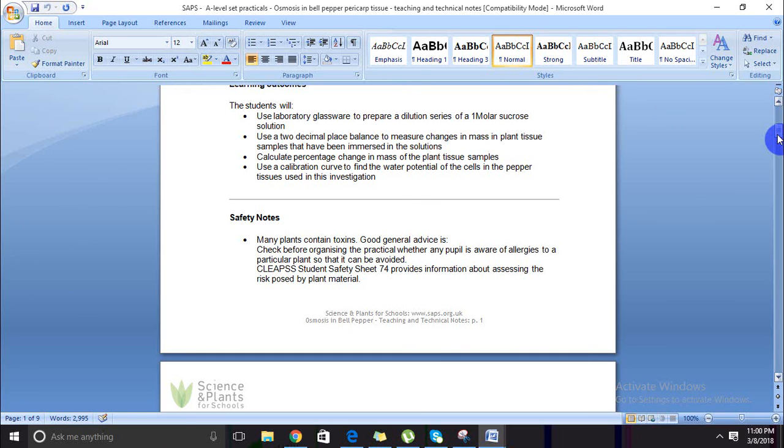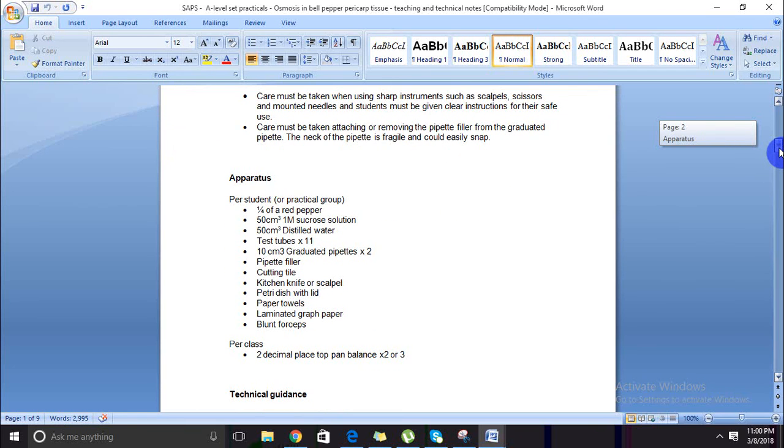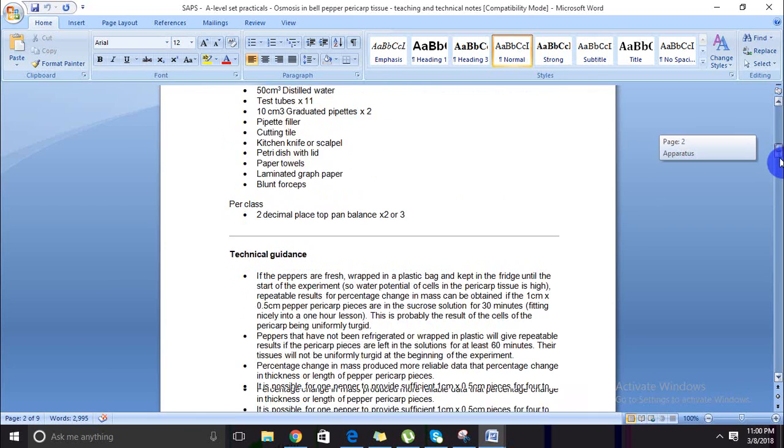So plants contain toxins, so allergies are a concern. Sharp instruments, and this is what you need. You need half of a red pepper, 50 centimeter cube of stock solution, 50 centimeter cube of distilled water. You need 11 test tubes, graduated pipettes, a pipette filler, cutting tile, kitchen knife or scalpel, petri dish with a lid, paper towels, graph paper and blunt forceps.